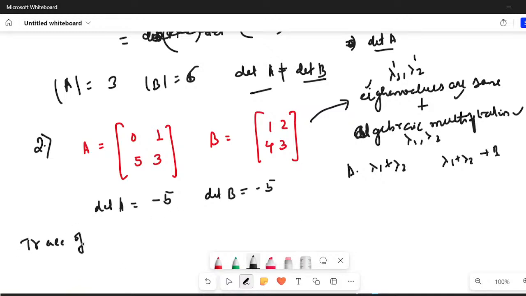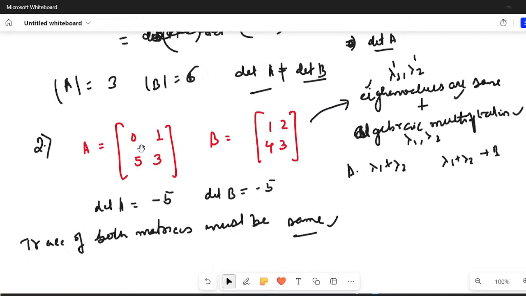Trace of both the matrices must be the same. So if at all two matrices are similar, then the traces must be the same, because if the traces are not the same, then it will contradict the statement that the eigenvalues are the same.